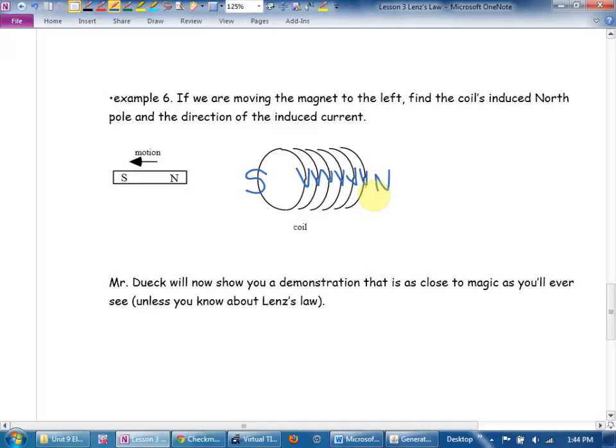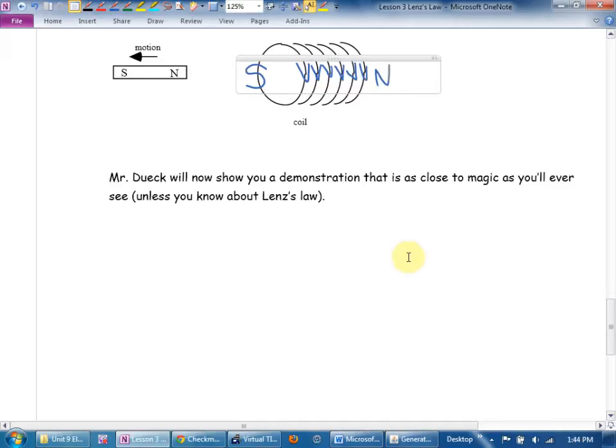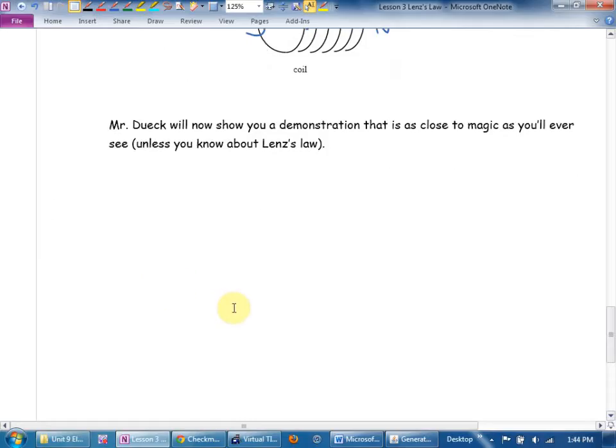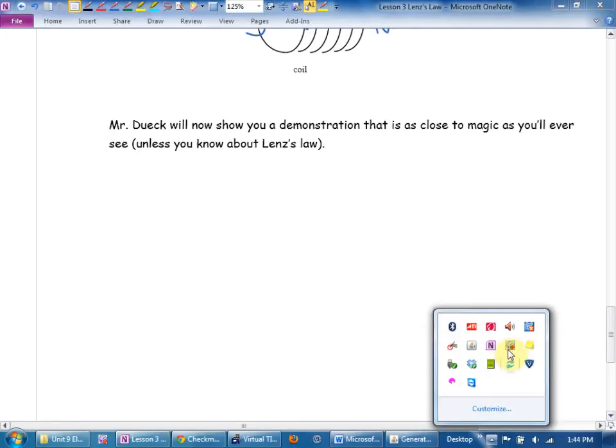Says, Mr. Dueck will now show you a demonstration that's as close to magic as you'll ever see, unless you know about Lenz's law. I couldn't resist. I brought that copper tube and magnet out earlier because it is so nerdily cool. What's that? You want to see it again? Okay. If you insist.